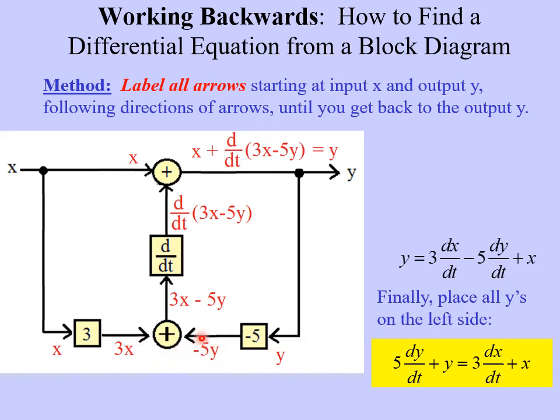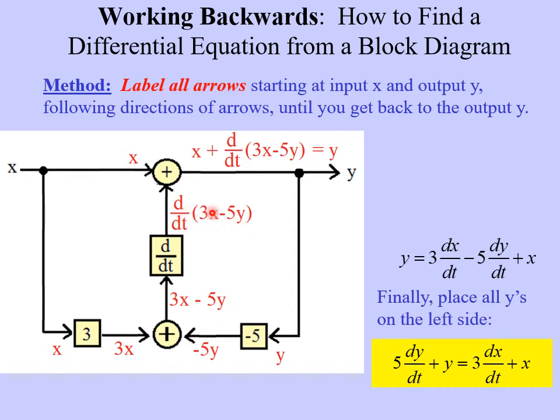Now I can take these two signals, 3x and negative 5y, and add them together to get this arrow right here. This signal is 3x minus 5y. And then, of course, this is a differentiator. So this is going to take the derivative of whatever goes into it. So this is the time derivative, d/dt, of 3x minus 5y.